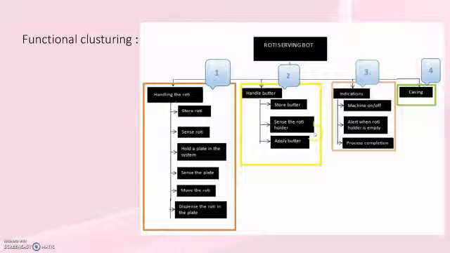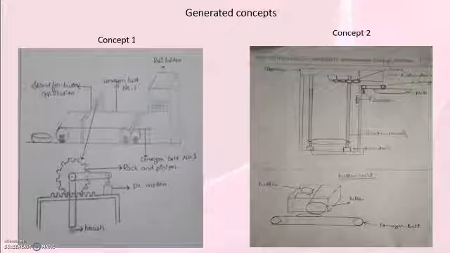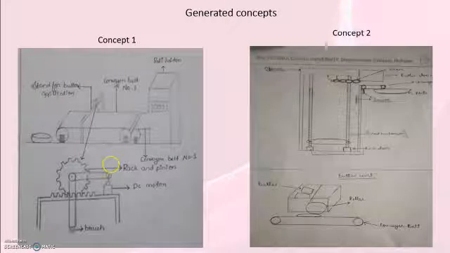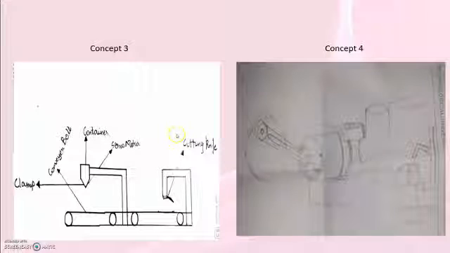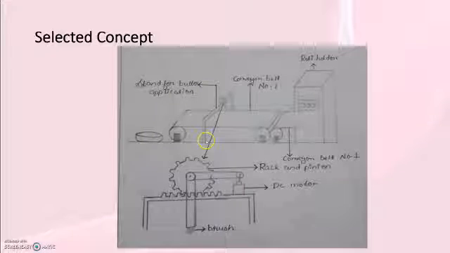These 4 major functions are clustered into subsystems. The 4 subsystems identified are roti handling unit, butter handling unit, indications, and casing. 4 designs for our course project were generated: Design 1, Design 2, Design 3 and Design 4. Out of these 4 designs, one design was selected with the help of a Pugh chart.